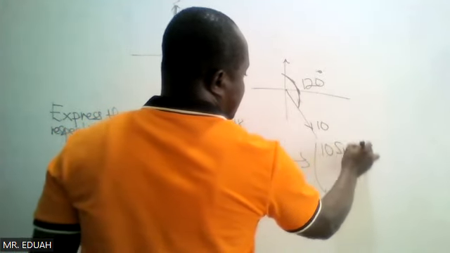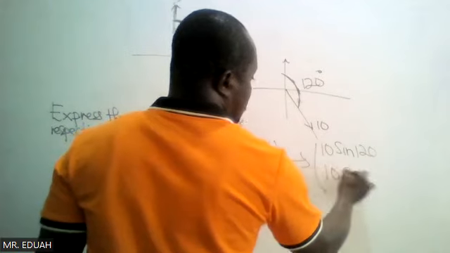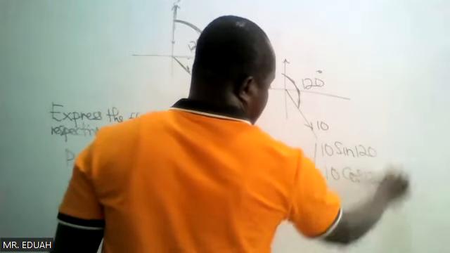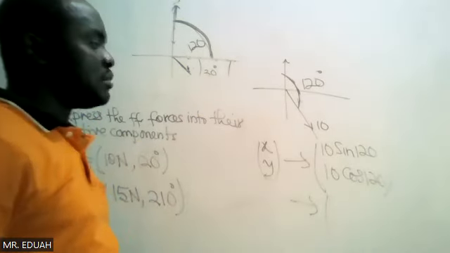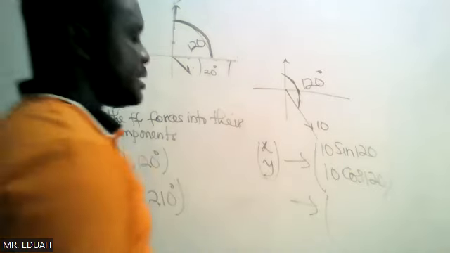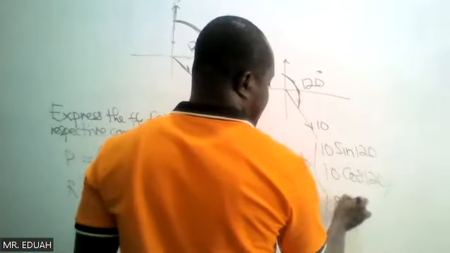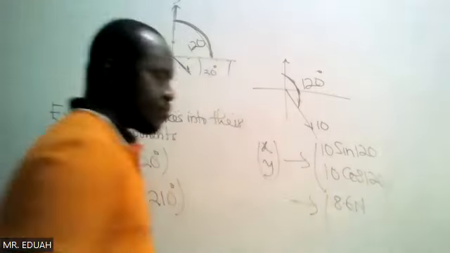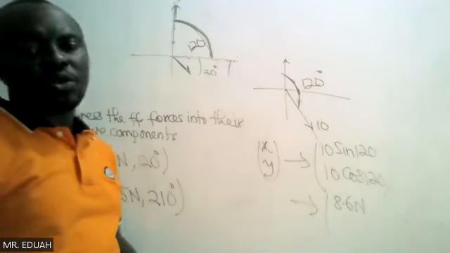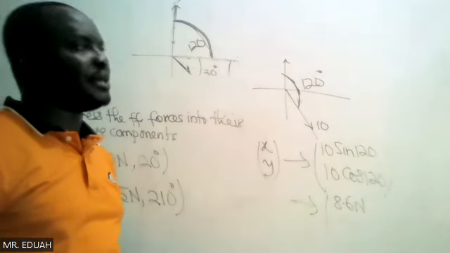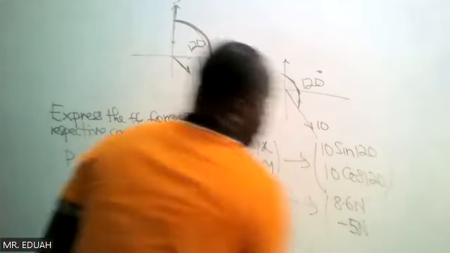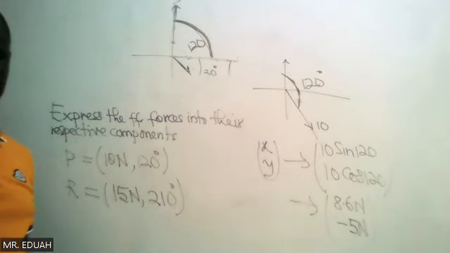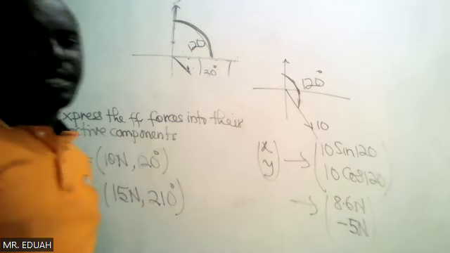So once you are taking this from the north or the y, the components x, y become 10 sine 120, 10 cos 120. Sine 120 is sine 60, 0.86. This is 8.6 Newton. Cos 120 is negative half. So this is negative 5. Is that what you got? Yes. How many of you got this?